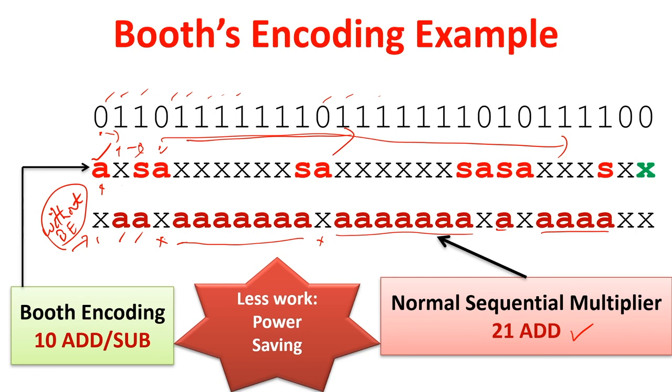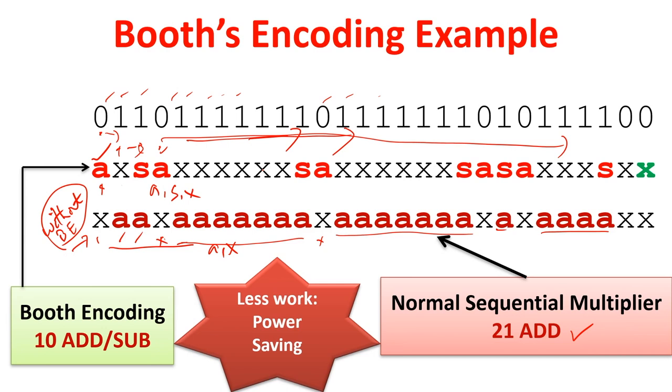So there are three operations, A, S and X. What are the operations? Addition, subtraction and don't do anything. In the earlier case, there are two operations, either A or X. In this case, there are A, S and X, three things. But for all the sequences, we need to do shifting. Shifting is a must, we cannot get rid of it.